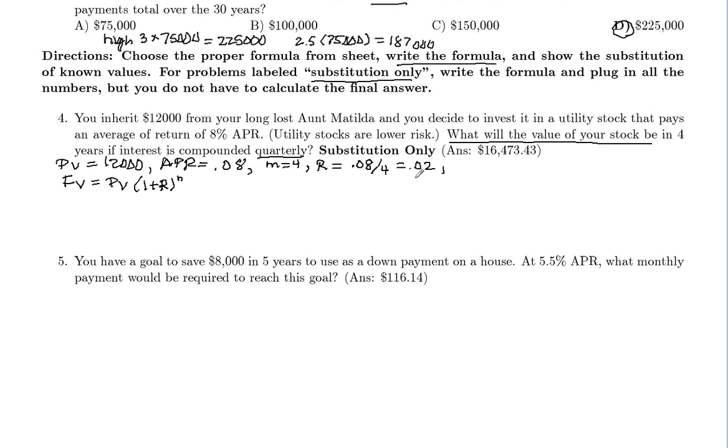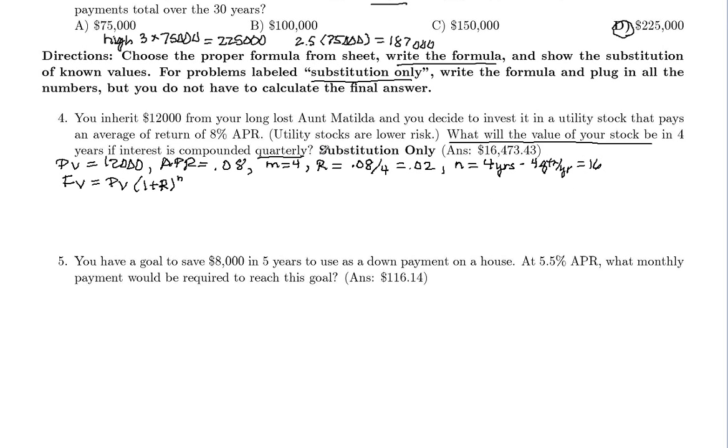And then the last thing we need here is N. So N is going to be the total number of quarters, not the total number of months. So N is going to be, it's asking you here 4 years. So it's going to be 4 years times, instead of 12 months per year, it's 4 quarters per year. So it's 4 times 4, 16, not 48.